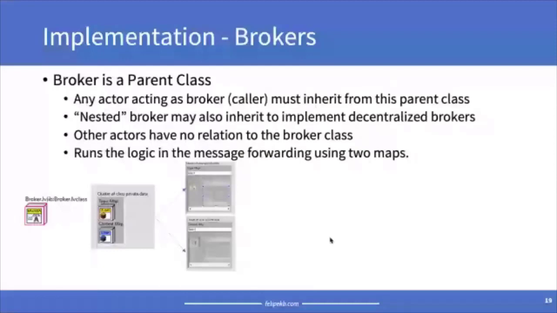This broker also runs the logic for message forwarding using two maps. These two maps, the topic map and the content map, are used for relaying the messages. Again, the dependency tree: the broker depends only on the message transport and on the subscription interface, which we will talk about now.